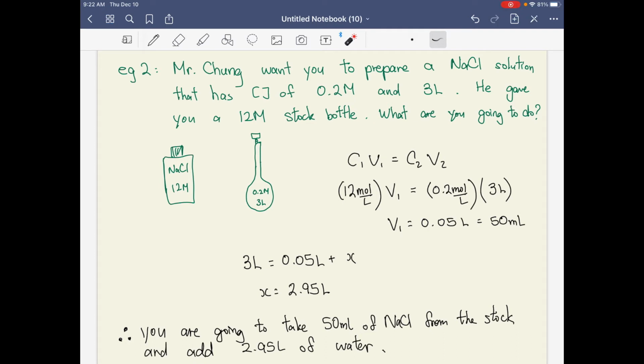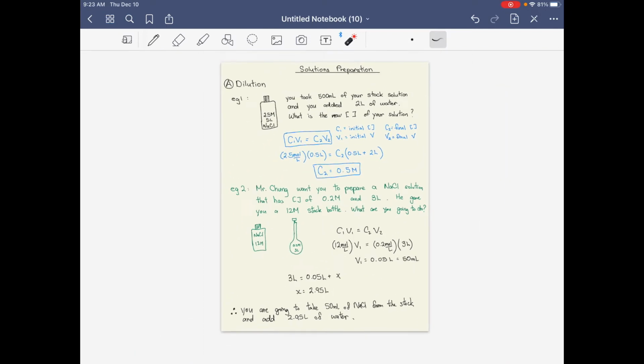Somebody's going to ask you. Okay? Could be Mr. Chung, or could be myself. Anyway, that's the first type of solutions preparation. So let's move on and look at the second type.